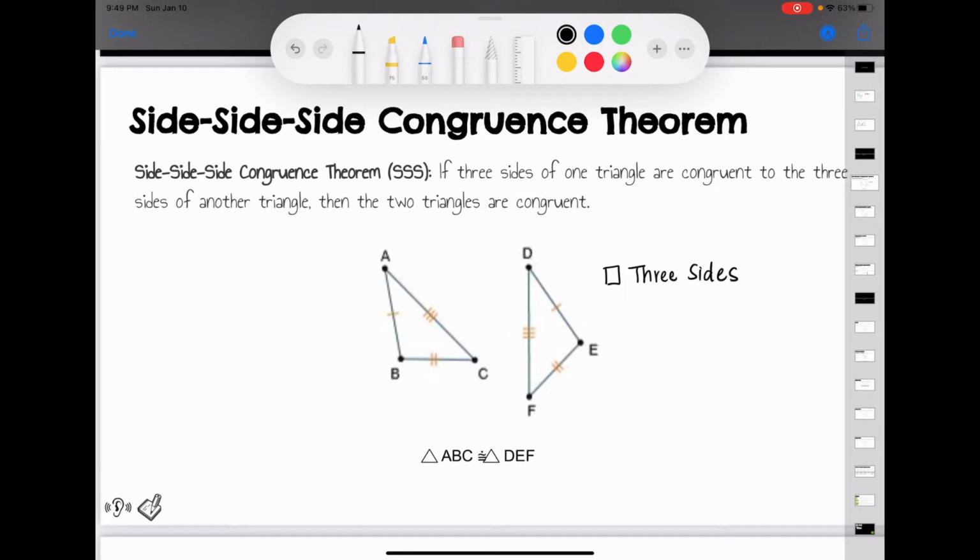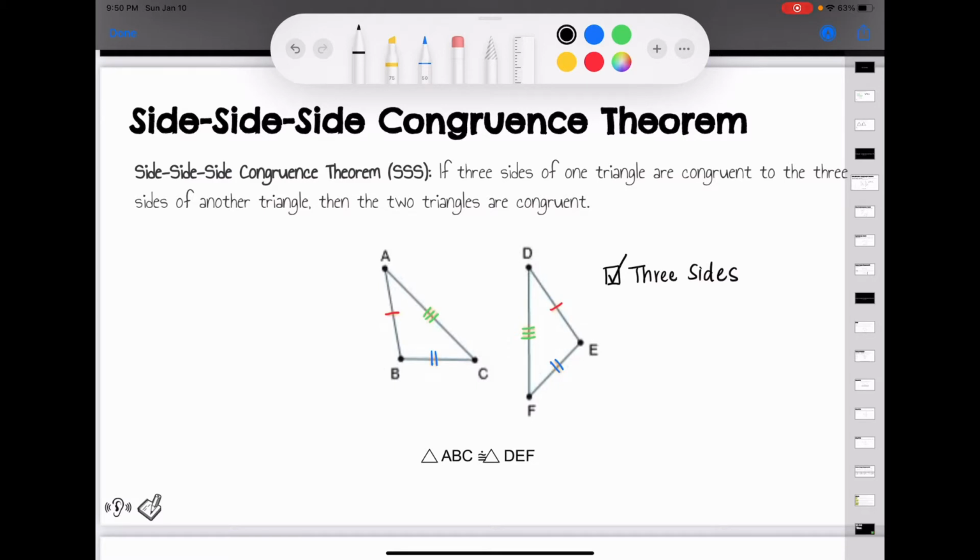So let's see if all 3 sides are congruent in this instance. Here we see we have one line segment which is congruent to another line segment. We have this line segment which is congruent to this line segment. And we have this line segment which is congruent to this line segment, as shown by those symbols located there. Thus, we can see that we have all 3 sides which are congruent to each other from one triangle to the other, thus meeting this criteria. And therefore, we are able to prove that triangle ABC is congruent to triangle DEF using the side-side-side congruence theorem.